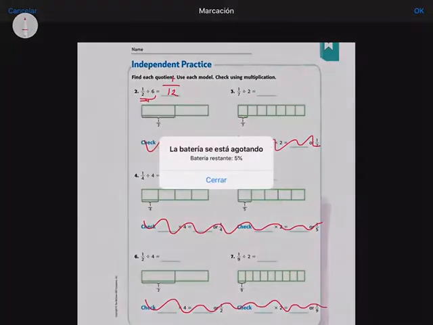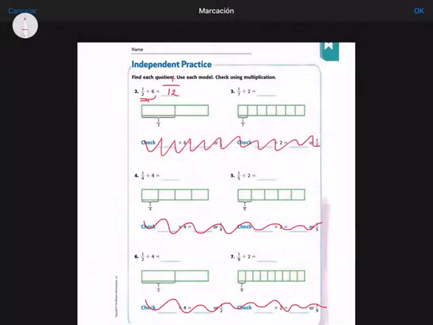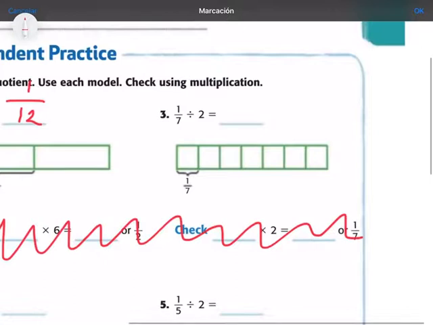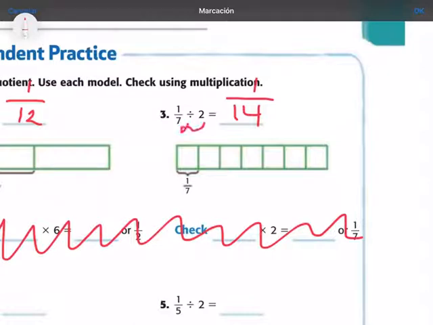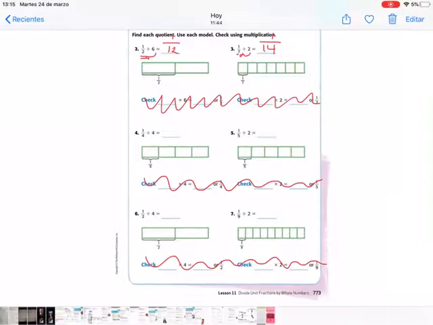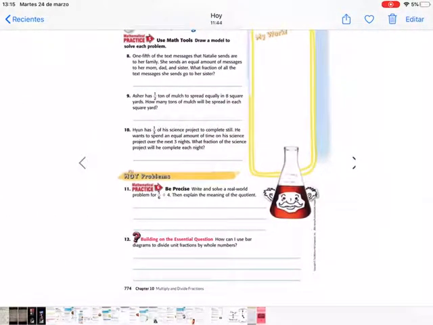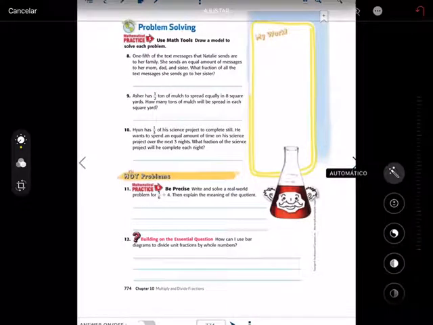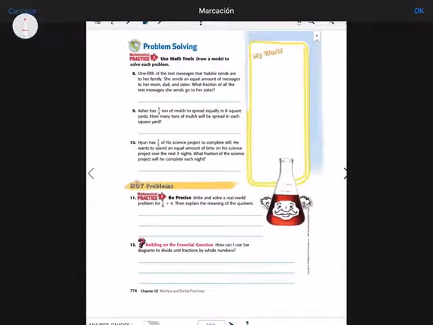And let's make now the, oh no, my battery. The number 3. 7 times 2, 14. And 1, because it's the multiplication with the denominator. Okay? And that will be all of math. Here we have the page 774. Don't forget to answer that one too. Hot problems, no?